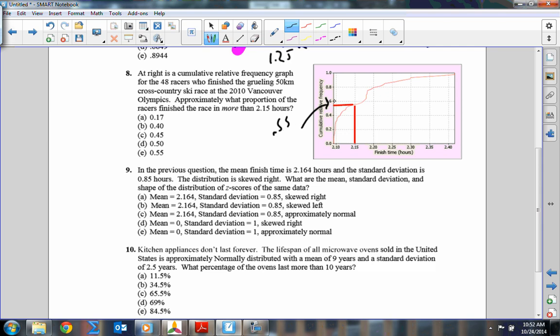All right, but what that 0.55 represents is all of these people here, the ones that are less. We want these people, the ones that are more. So if this is 0.55, then this part must be 0.45. So we wanted C for that.